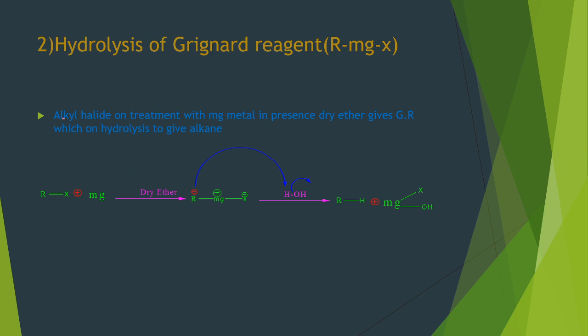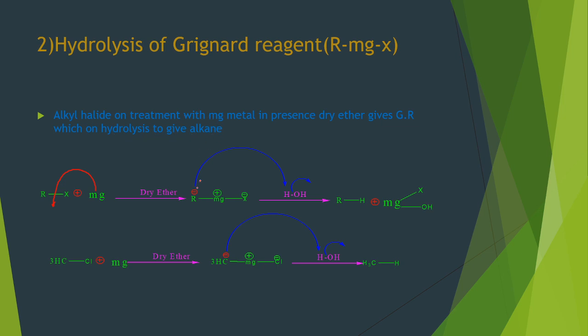Alkyl halide RX on treatment with magnesium metal in presence of dry ether gives Grignard reagent. This is the Grignard reagent. We just have to insert the magnesium metal in this bond. So the product here is RMgX. Good.